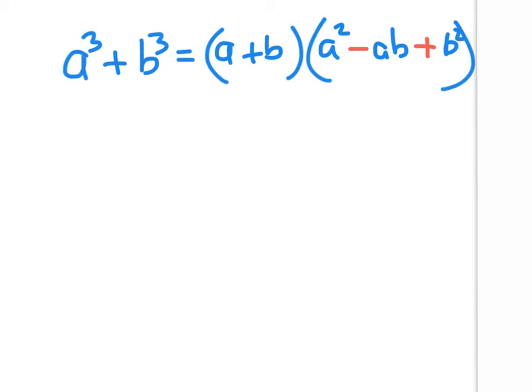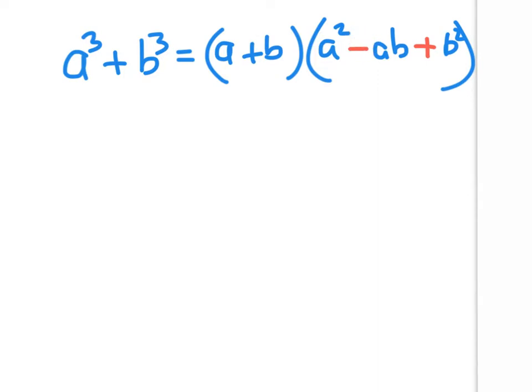So once again, it's a binomial times a trinomial. The first binomial is exactly what you see here without the exponents, so it's just a plus b. Then it's always going to be a squared, and of course it's positive because anything squared is positive. In the middle you're going to have ab, and the last one's going to be b squared. And this middle ab has to be a minus. Why? Because the first one's a plus, which means the middle one is going to be the opposite, which is a minus.